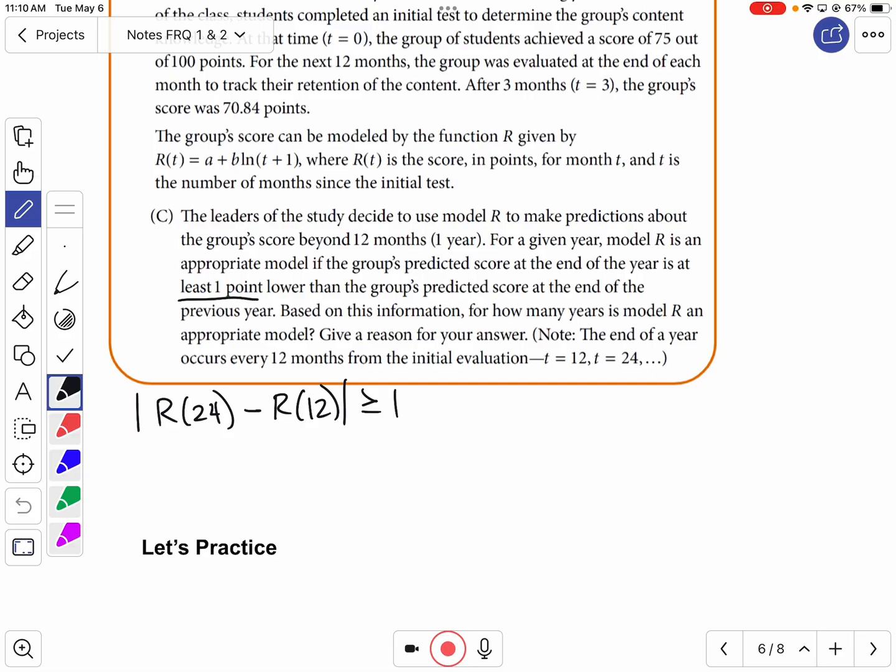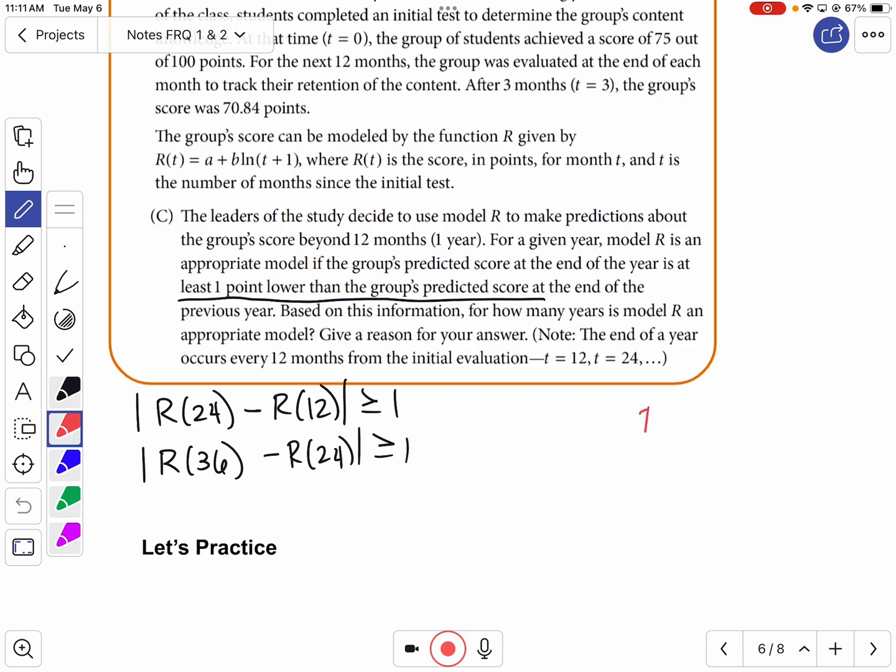So if it's at least 1 point lower than their predicted score, all right? Likewise, the next year, R at 36 minus R at 24. We're trying to check, are the differences greater than or equal to 1? So we would just keep checking them, using the model that we found.